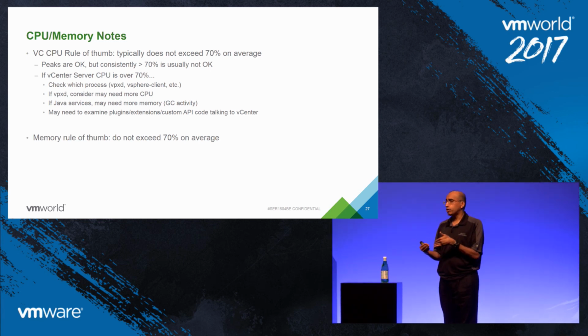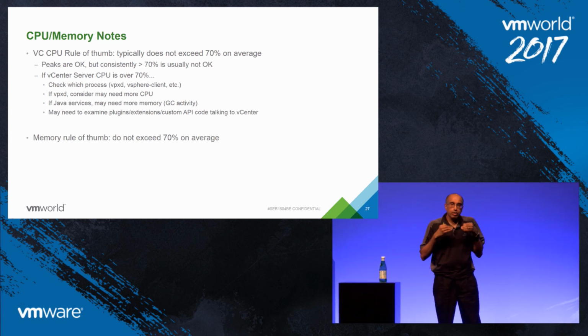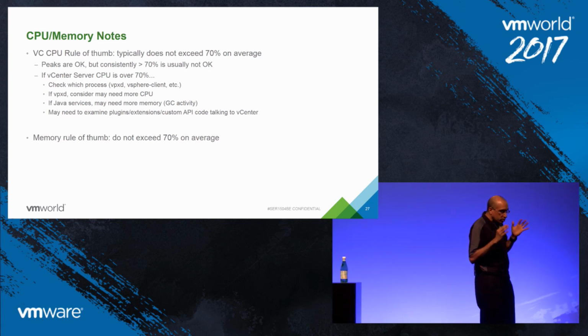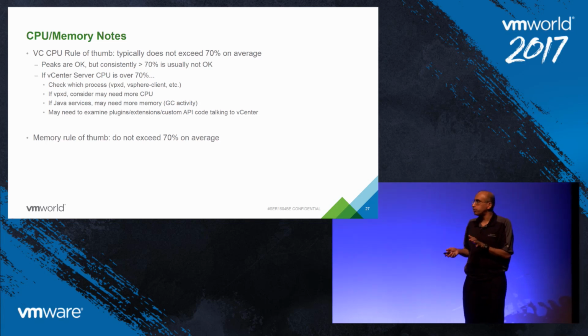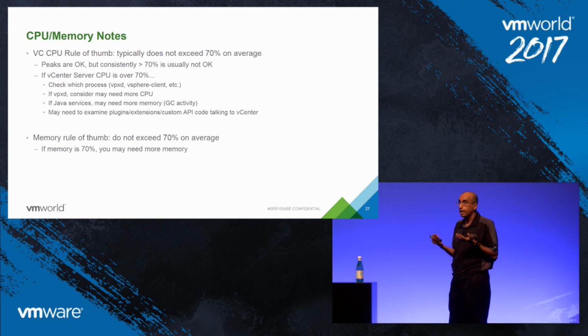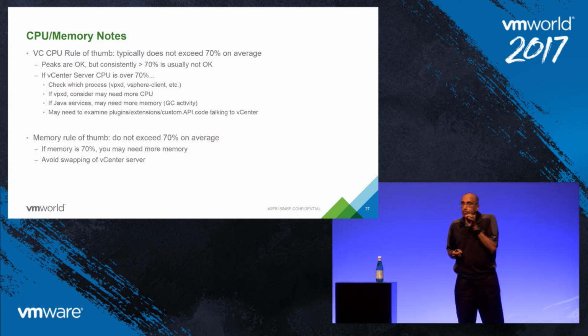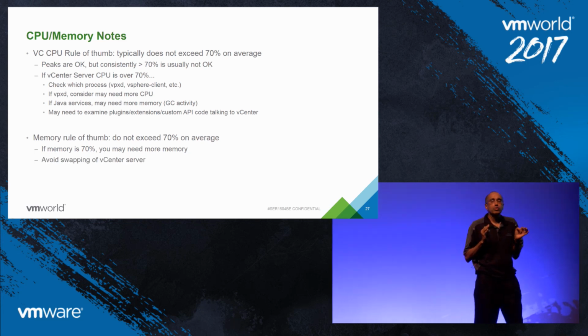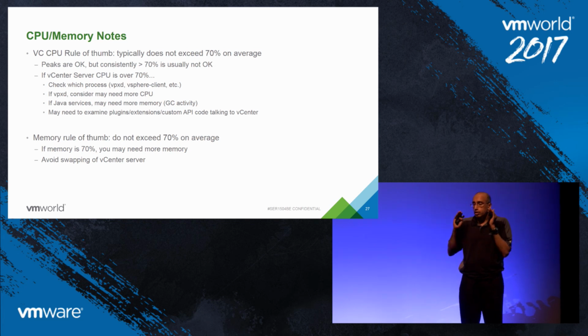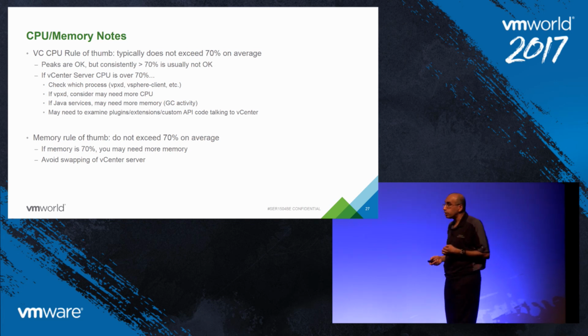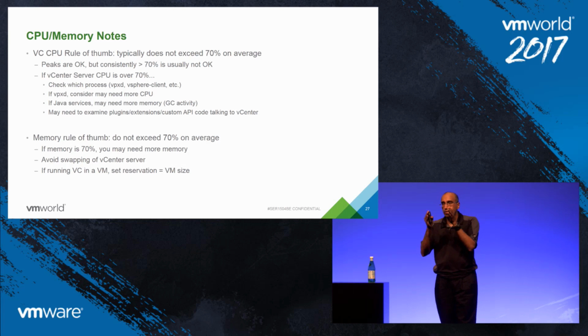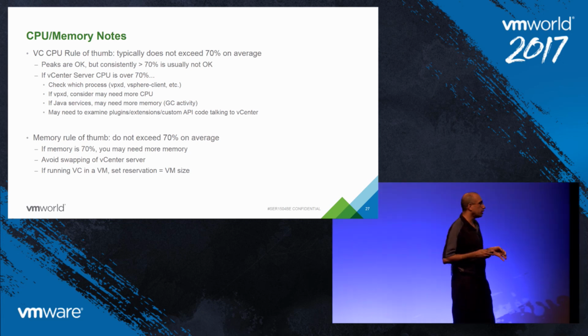In terms of memory, I have a similar rule of thumb. vCenter is very sensitive to memory, so please make sure you don't exceed 70% on average, and if you do, you probably want to add more memory. Above all things, you definitely want to avoid swapping a vCenter. If you are running vCenter in a VM, please make sure to set a reservation equal to the size of the VM for that vCenter to make sure that you're not going to have any sort of host level swapping. Okay?